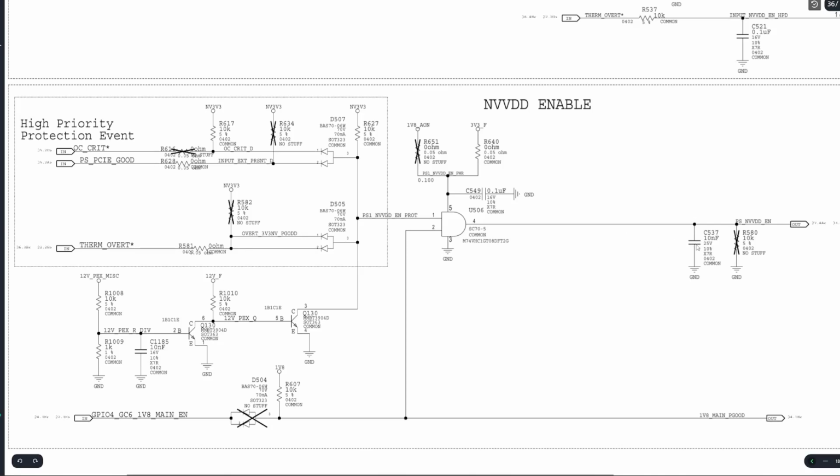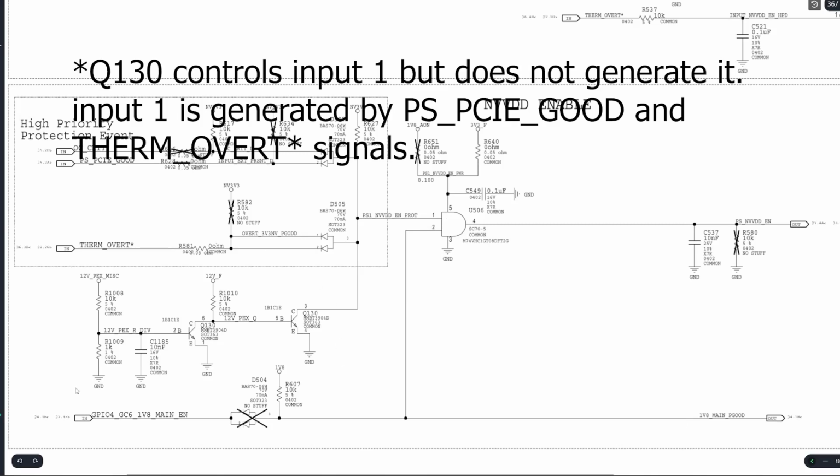Looking at the schematic, we can see that the enable signal is generated by U506 AND gate, which has two inputs and one output. The output will go high if and only if both the inputs are also high, and the gate is powered, of course. Input 2 is just the power good signal from the 1.8 volt regulator, and input 1 is generated by this dual NPN transistor Q130.